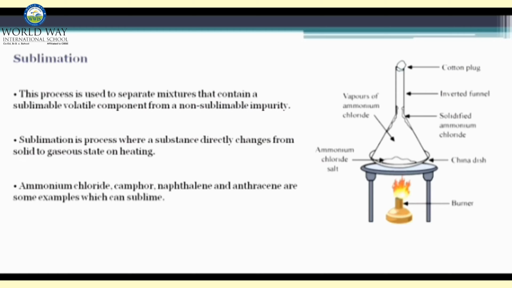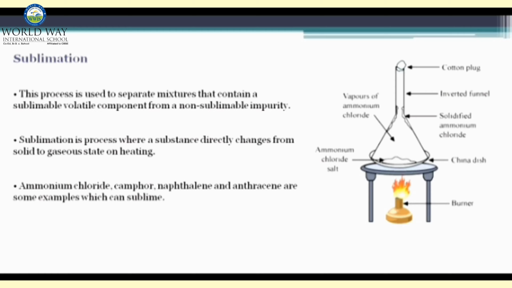So let's move on to the technique called sublimation. It is a process used to separate mixtures that contain sublimable volatile components from the non-sublimable impurities. Sublimable keyword suggests that a substance can be directly changed from solid to gaseous state. So it is a process where a substance undergoes change from solid to gaseous state on heating.